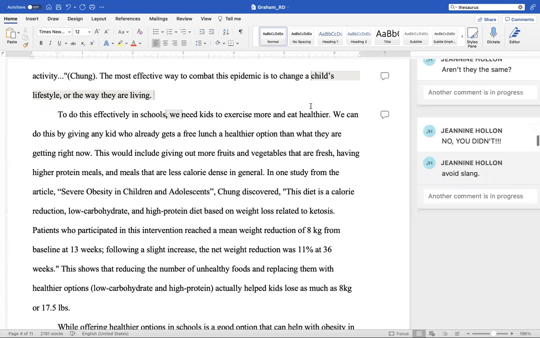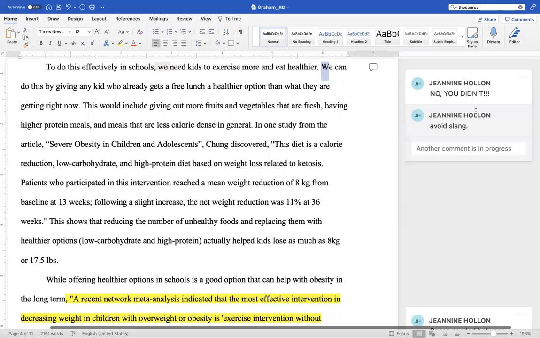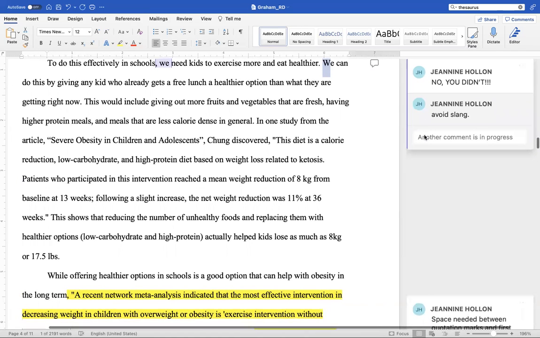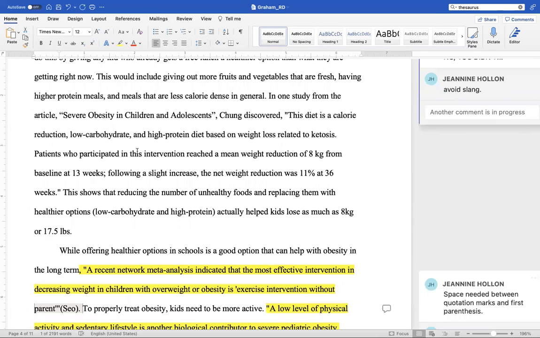Okay. This right here, I said, no, you didn't, because you've got we, you can't use first person. Okay. And also you use the word kid. Let's avoid that. Okay. Let's not do that. Oh, wait, this one. In the one study from the article, okay, actually your comma would go here. And take it out there. Discovered. Okay.